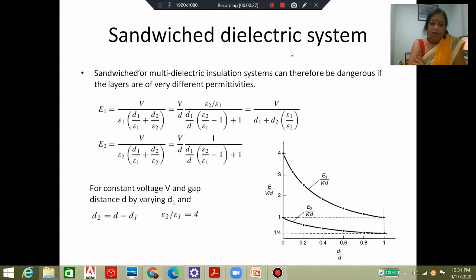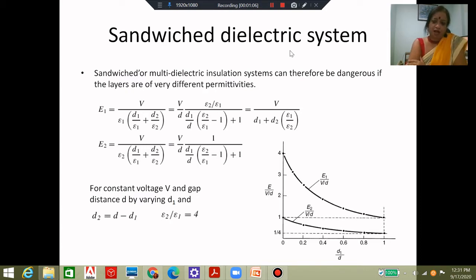But remember that if you have a sandwiched or multi-dielectric insulation system, apart from the fact that it may be able to control the stresses, it can also render the insulation more dangerous. For example, if you put a material with low permittivity right adjacent to a material with a very different permittivity, then the stress in the lower permittivity material can be exacerbated very largely, and this can become dangerous.